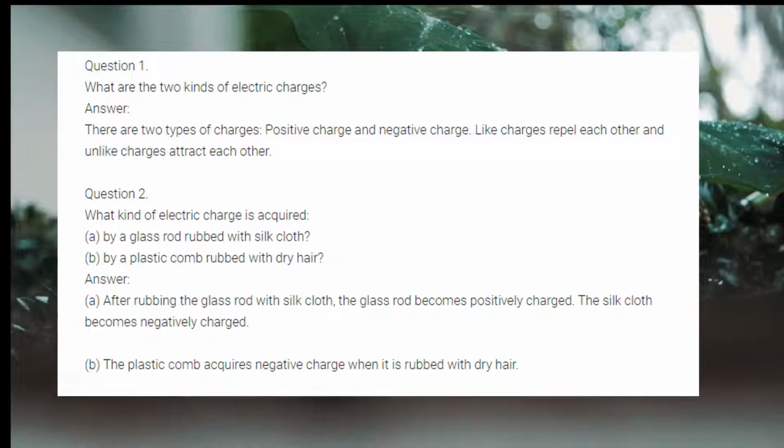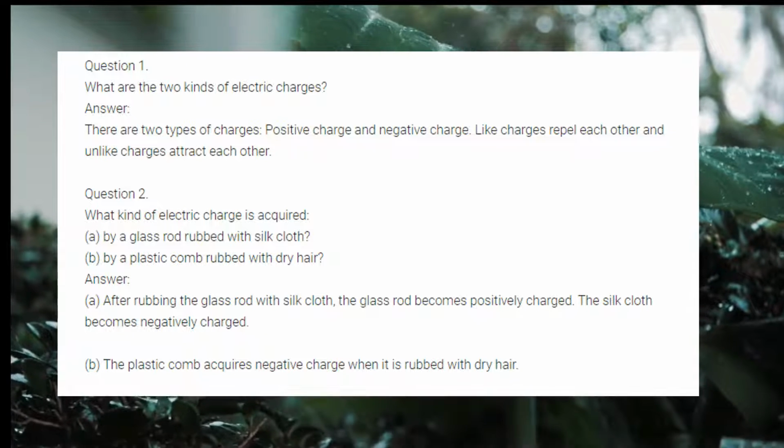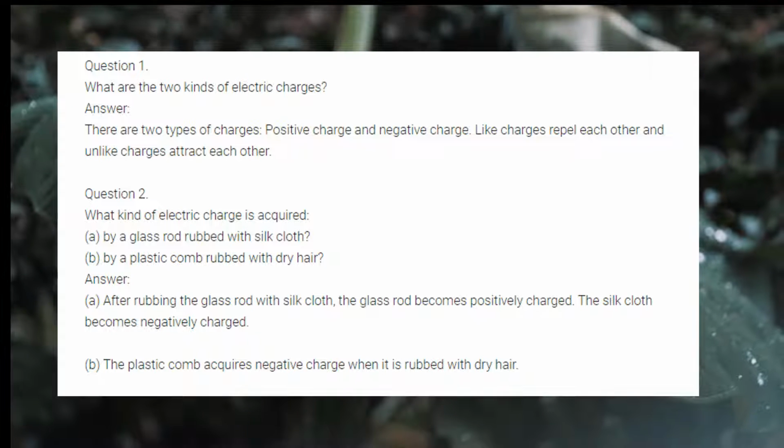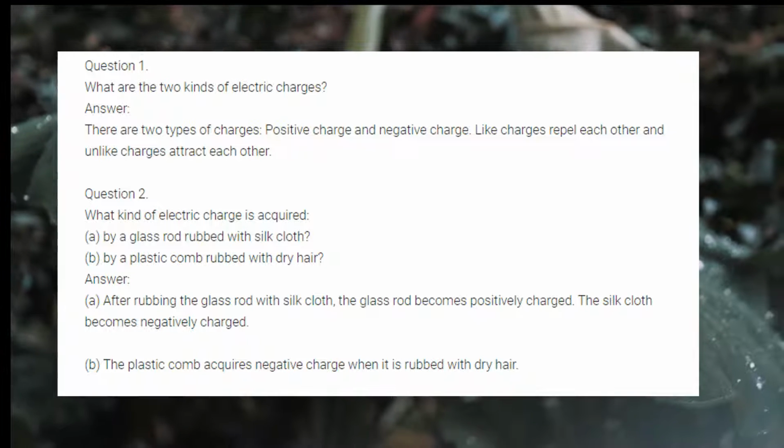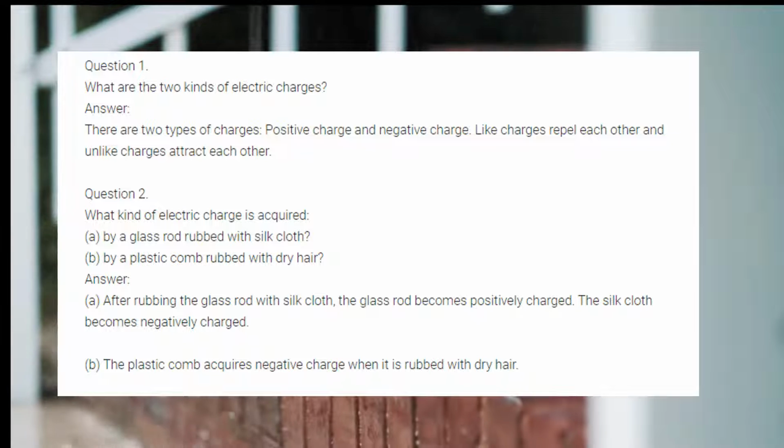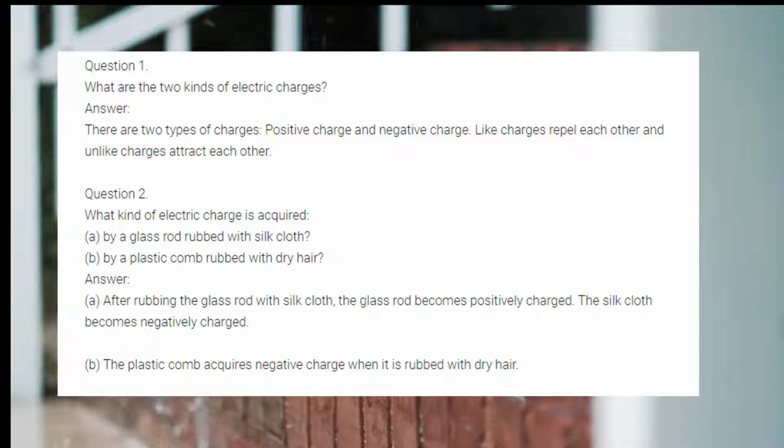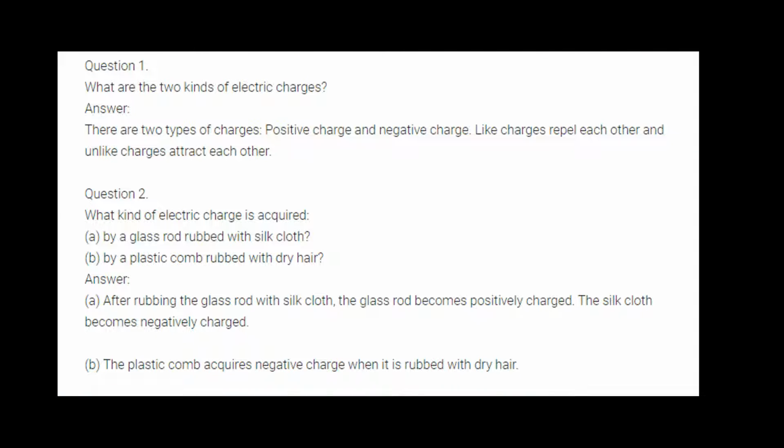Question 2. What kind of electric charge is acquired? A. By a glass rod rubbed with silk cloth. B. By a plastic comb rubbed with dry hair. Answer. A. After rubbing the glass rod with silk cloth, the glass rod becomes positively charged. The silk cloth becomes negatively charged. B. The plastic comb acquires negative charge when it is rubbed with dry hair.